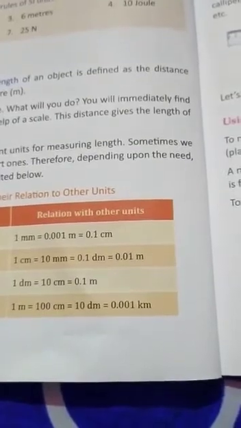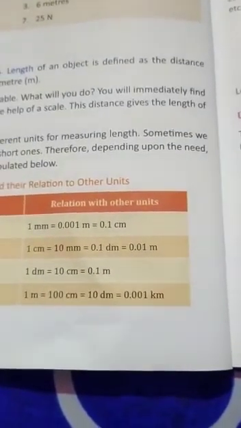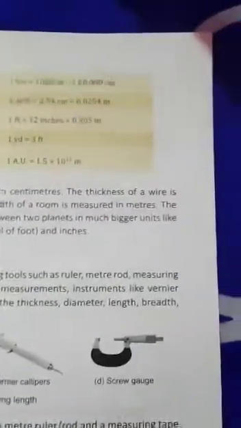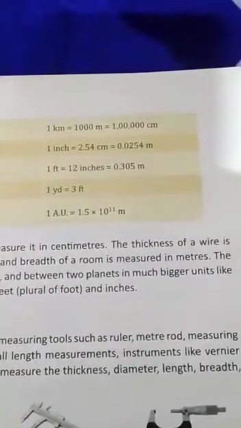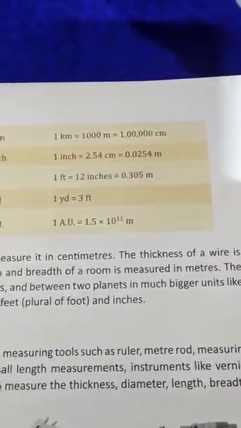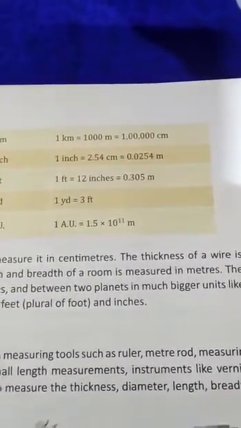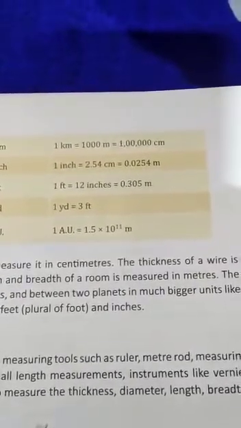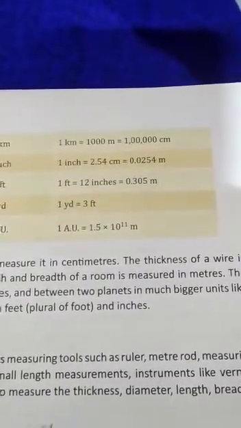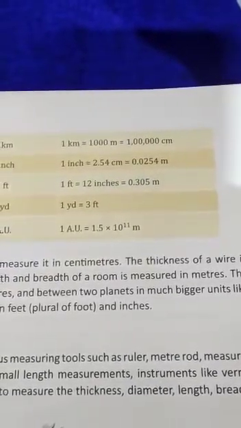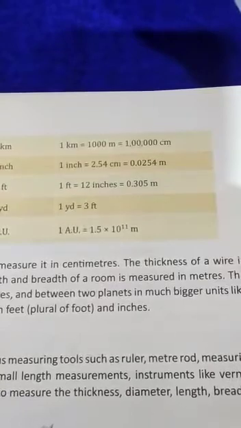Children, table 2.3 is very important. You have to remember this conversion. Come to page 17. 1 kilometer is equal to 1000 meter. 1 inch is equal to 2.54 centimeter. 1 feet is equal to 12 inches. 1 yard is equal to 3 feet. 1 astronomical unit is equal to 1.5 into 10 to the power 11.